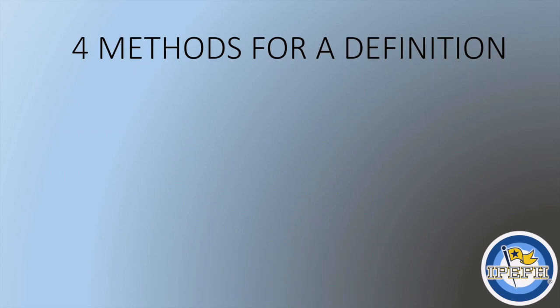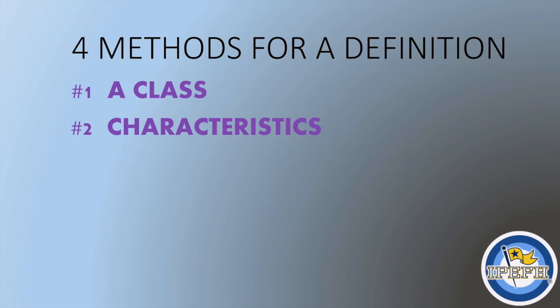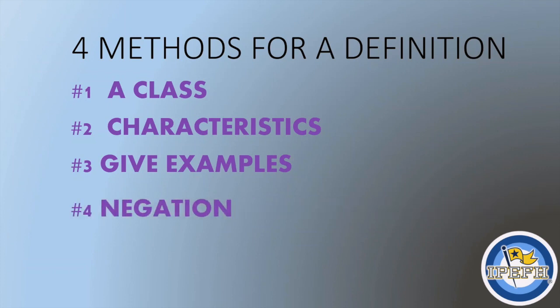There are 4 methods or steps for a definition. Number 1 is to put a word into a class. Step number 2, choose important characteristics to define a word. Step number 3, give examples to define a word. And step number 4, use negation to define a word.